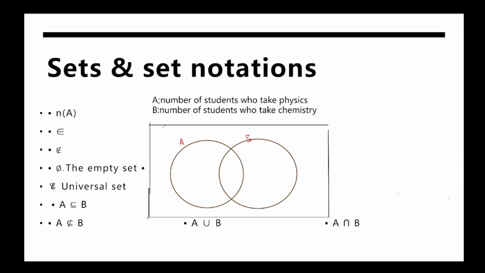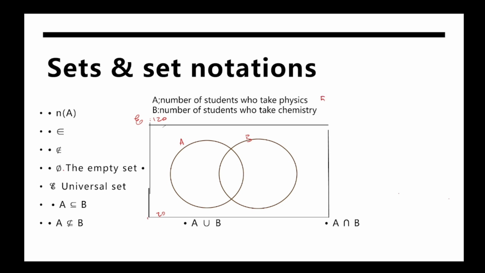Now moving on to sets and set notations. Here's an example. A is the number of students who take physics. B is the number of students who take chemistry. Let's say there are a total of 120 students, and there are 20 of them who took neither. So which leaves us 100 students who took chemistry or physics or both.